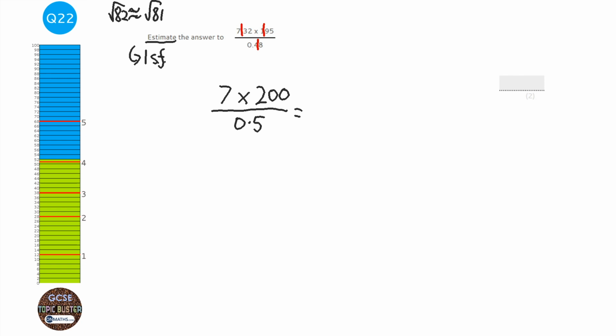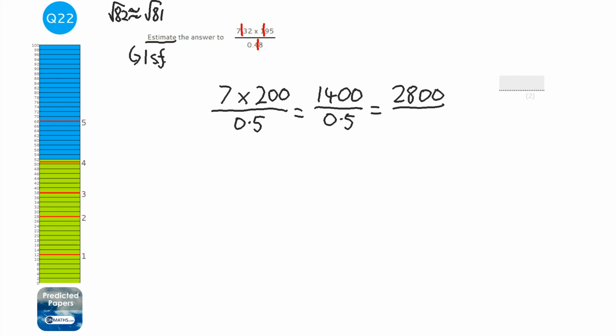Okay, now we can times the tops together, or times the two numbers at the top together. So 7 times 2 is 14, with 2 zeros, over a half. And all we can do here is just times the top and bottom by 2. So I can times 14 by 2 to get 28. So 1400 times 2 is 2800. And the bottom times 2, well, that's just 1. So the answer is just going to be 2800.